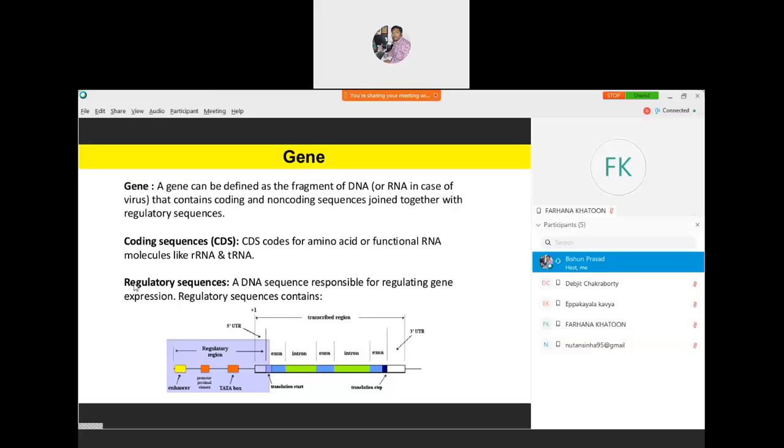The major regulatory sequences are promoter sequences, enhancer sequences, and silencer sequences. It also contains the terminator. So these are the major regulatory sequences of eukaryotic genes.